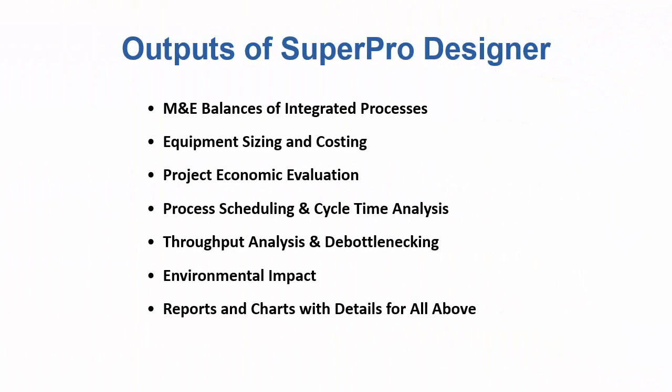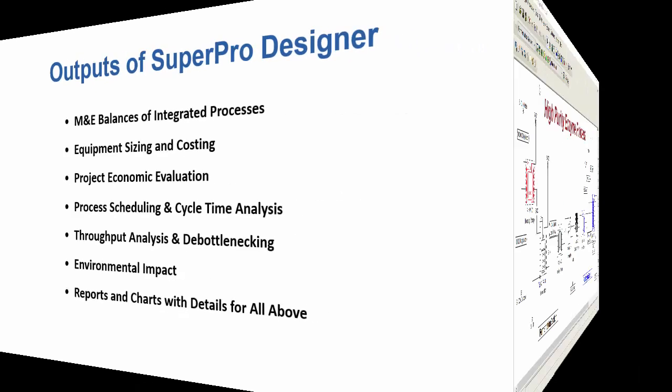Here is a list of outputs generated by SuperPro Designer. These include material and energy balances for the entire process, estimation of equipment size and cost, project economic evaluation, including estimation of capital and operating costs, process scheduling and cycle time analysis of batch processes, throughput analysis and debottlenecking, environmental impact assessment, and many reports and charts that provide detailed information on the items above.